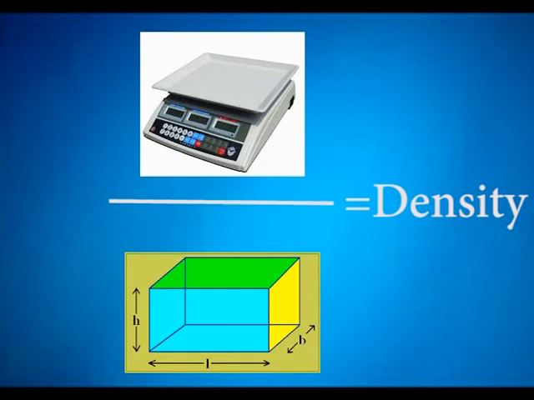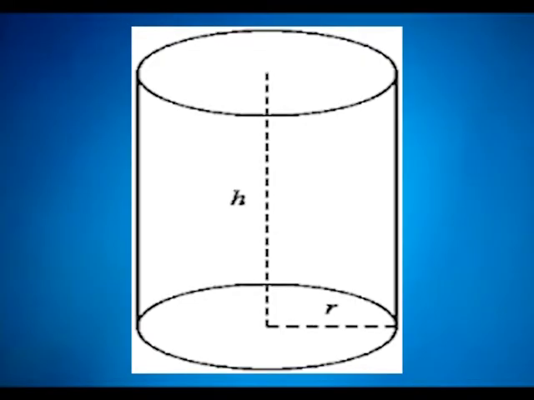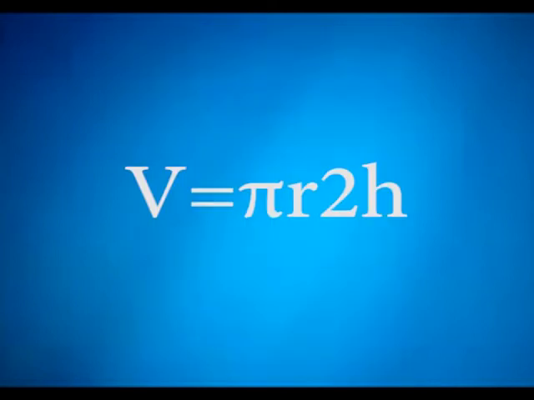Again, to find density, the formula is D equals M over V. A coin is in the shape of a cylinder with a circular exposed surface area, and the total volume can be calculated using the formula pi r squared times height. This will allow us to successfully find the volume of the coin.